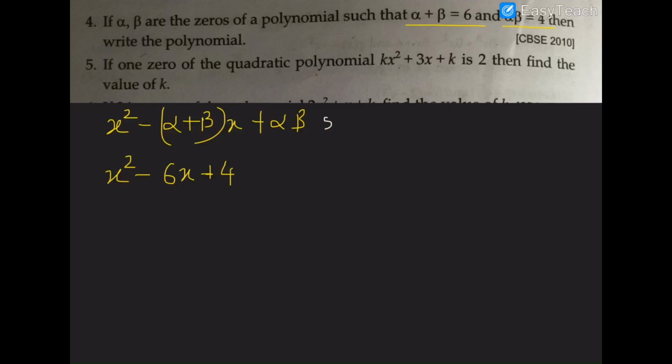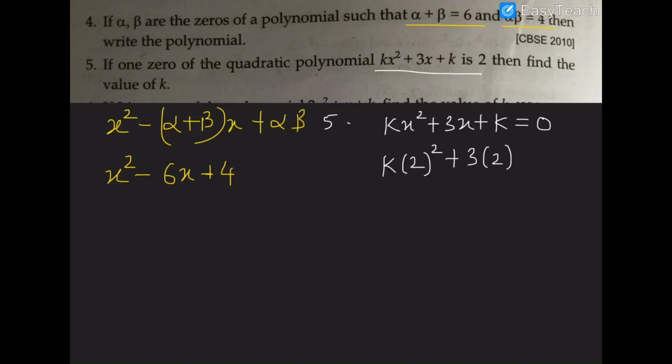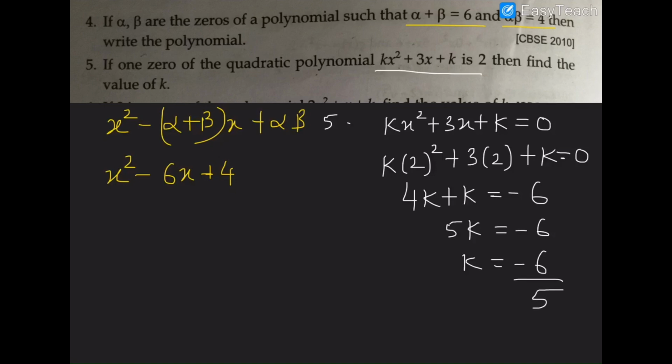So in the next question, question number 5. If one zero of the quadratic polynomial kx square plus 3x plus k is 2, then find the value of k. So one root of the quadratic polynomial means if we put the value of x in that, we should get it equal to 0 because it is the root. That means it is a factor of it. So just put the value of x as 2. So 3 into 2 plus k equals 0. So 4k plus k equals minus 6. So 5k equals minus 6 and k comes out to be minus 6 by 5.